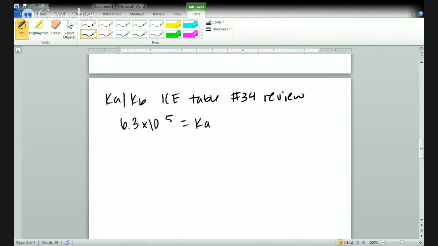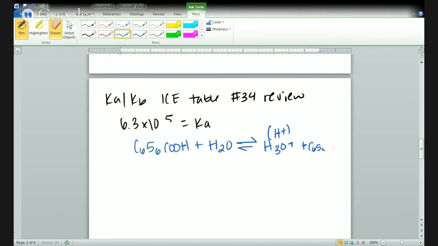So our benzoic acid is C6H5COOH. When that ionizes, when that reacts with water, remember we don't care about the water piece. It's going to turn into H3O+, which we know is basically just the H+, and it's going to turn into C6H5COO-. Oh, that's not an H. Sorry, you can totally laugh at me right now. So this is the ionization of that.